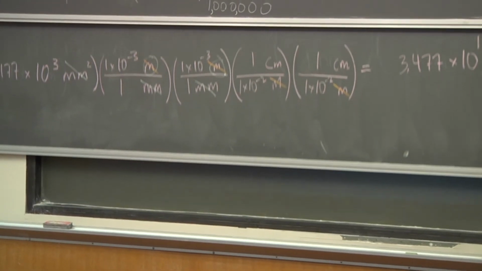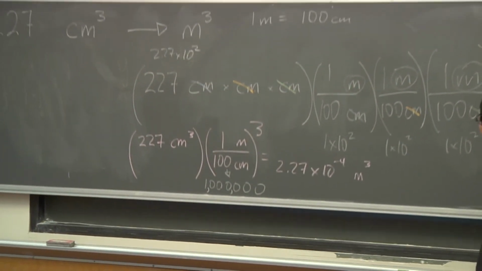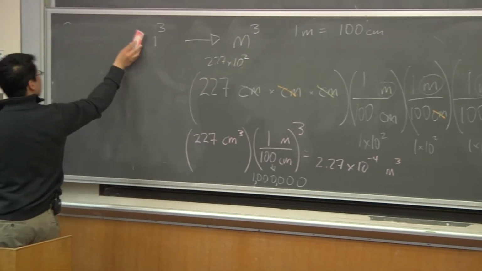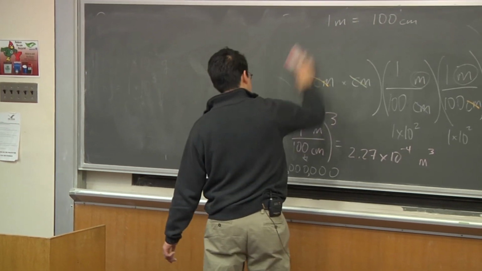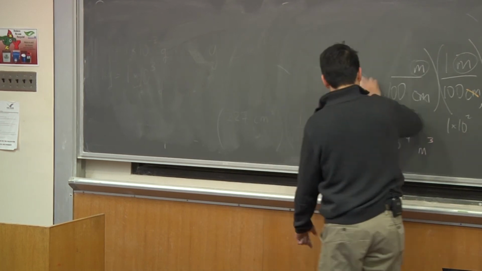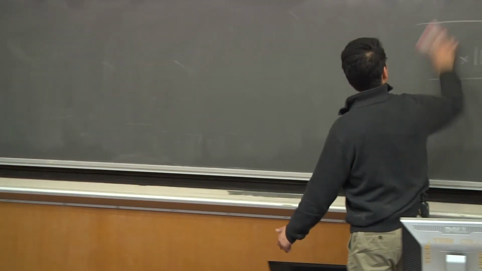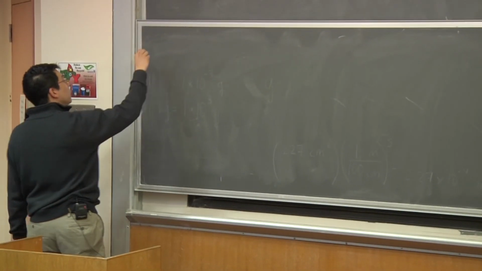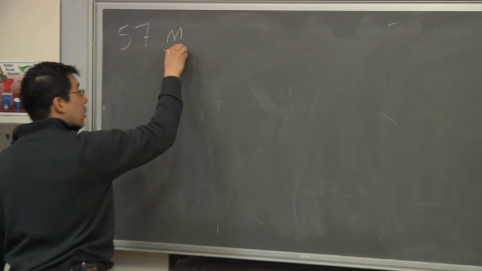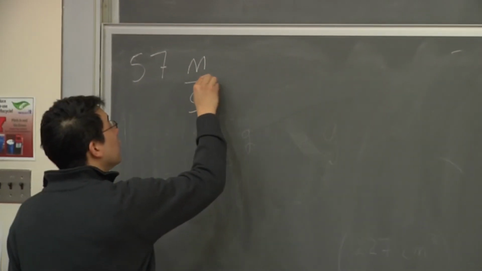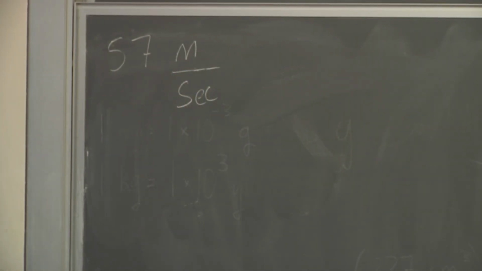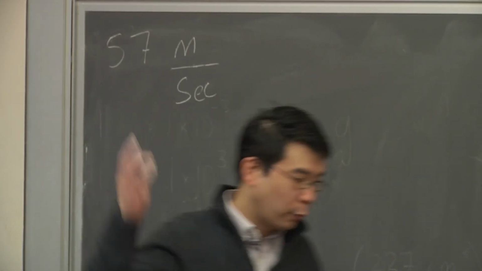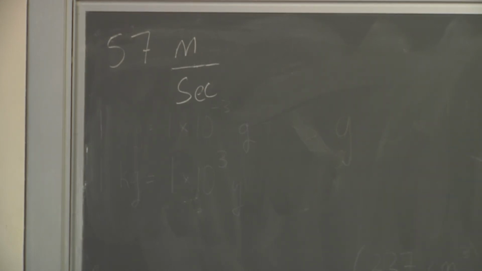Okay, let's do one more. 57 meters per second. What kind of unit is meters per second? It's distance over time. What kind of quantity, what kind of property are you measuring? Speed. Distance over time is a speed. We're more used to things like miles per hour, distance divided by a time.